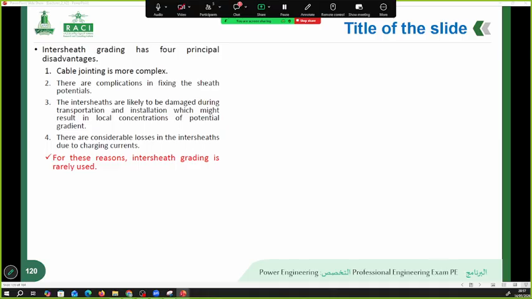Okay, intersheath grading, while effective in principle, has several significant disadvantages that make it rarely used in practice. These include cable joining being more complex, complications in fixing sheath potentials, damage during the installation, and losses due to charging current. So these are some disadvantages of this method.